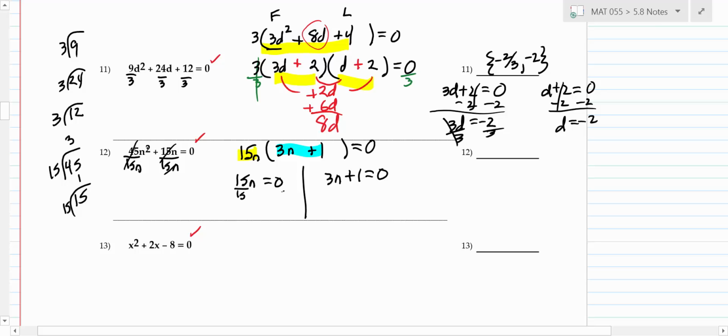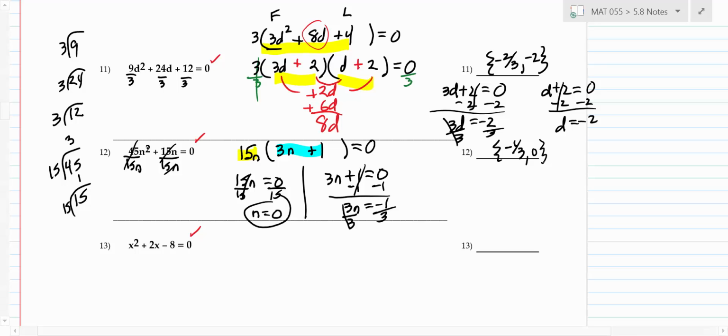So this one you could divide by 15. So that gives n equals 0. Okay, this one you could subtract 1 from both sides. So that's 3n equals -1. And then close off by dividing by 3. So your two answers are -1/3 and 0 like that. Okay? Any questions?